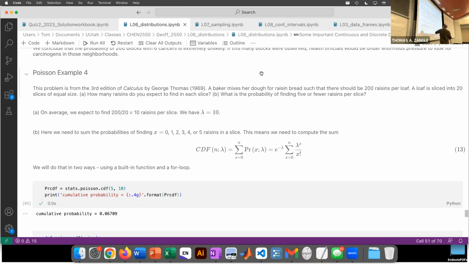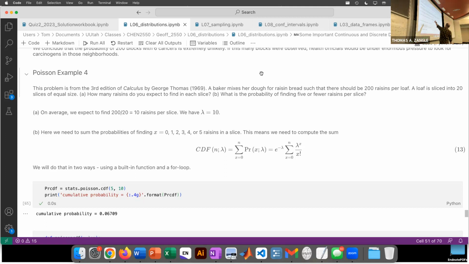And then once we know that, what is the probability of finding 5 or fewer raisins per slice? So you might be bummed if you were looking for more than 5 raisins within your slice. Or maybe you're happy in that case. So what's the probability of either of those?